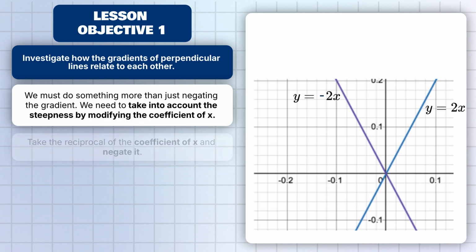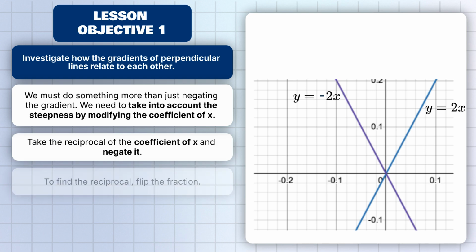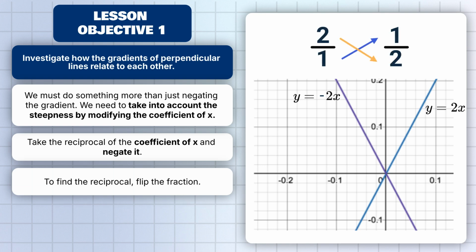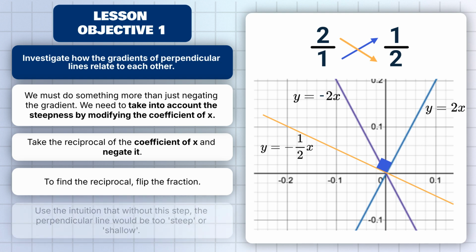The trick is to take the reciprocal of the coefficient of x and then negate it. The reciprocal is essentially flipping the fraction. For 2, or 2 over 1, the reciprocal is 1 over 2. Then, negating it means we get minus 1 over 2, so the line perpendicular to y equals 2x would be y equals minus 1 over 2 x. We don't need to prove why this works, just use the intuition that without this step, the perpendicular line would be too steep or shallow.